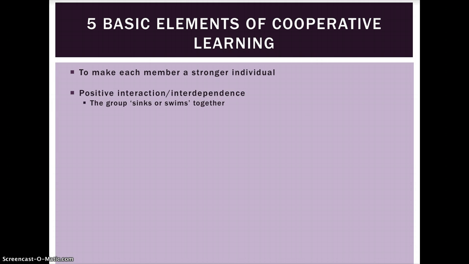The first element is positive interaction, or positive interdependence. It is the perception that each student in a group is linked to others in that group, and each student cannot succeed without the others. This leads to the essence of the sink or swim notion, which is that if they have mastered the material well together, they swim. If they haven't, as a group or a collective, they sink.